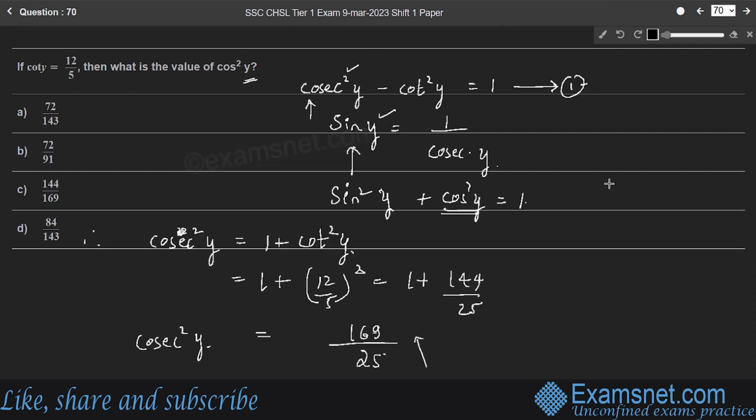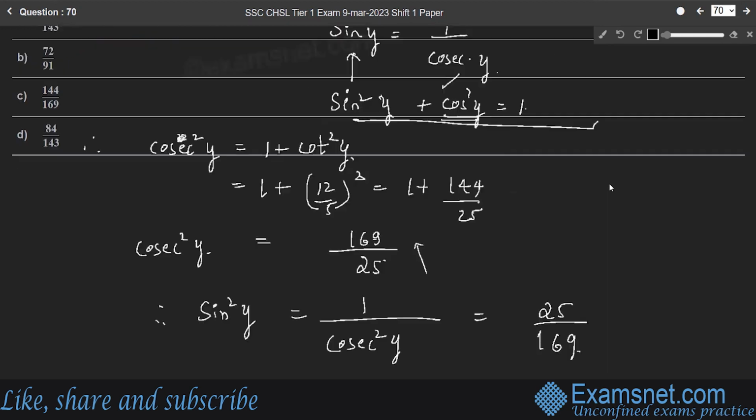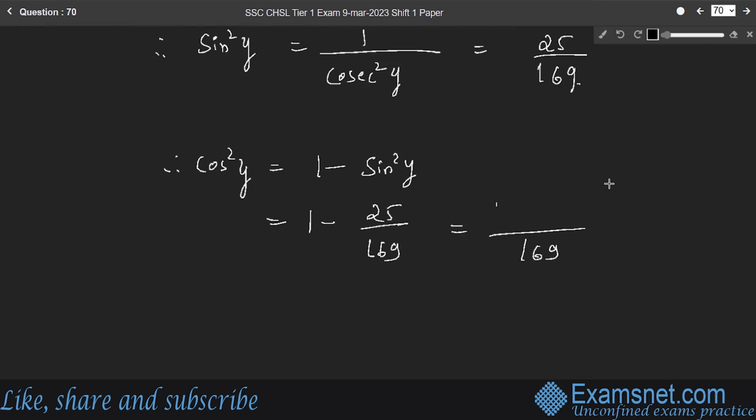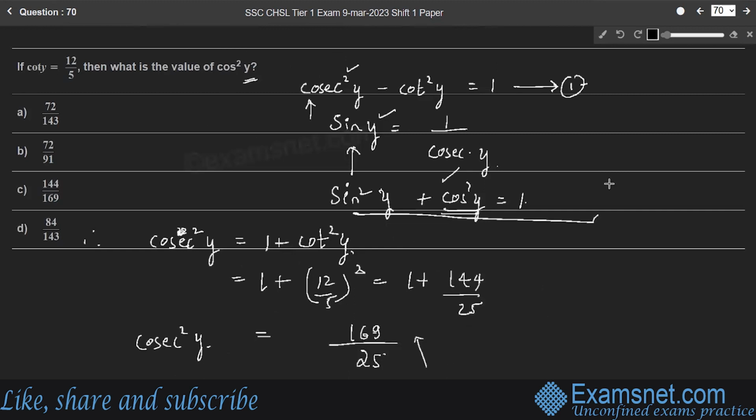Now express this in terms of cos square y. Since sine square y plus cos square y is 1, cos square y is equal to 1 minus sine square y, so 1 minus 25 by 169. 169 is the LCM, so 169 minus 25 is 144 by 169, which is cos square y. Option C is the right answer.